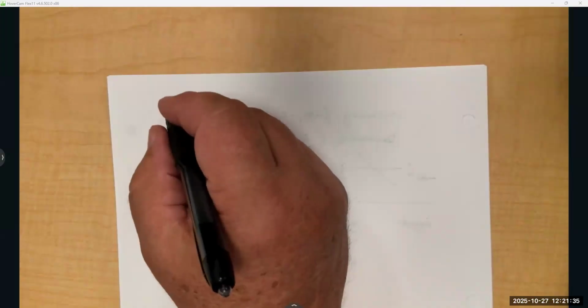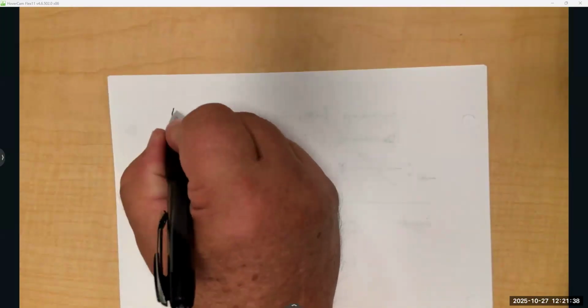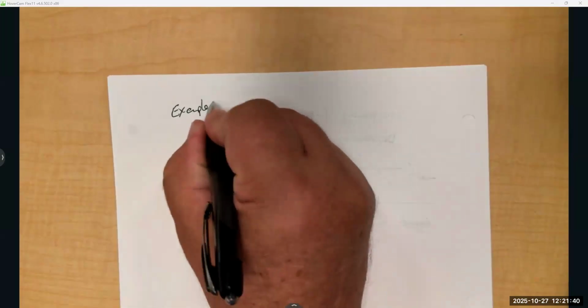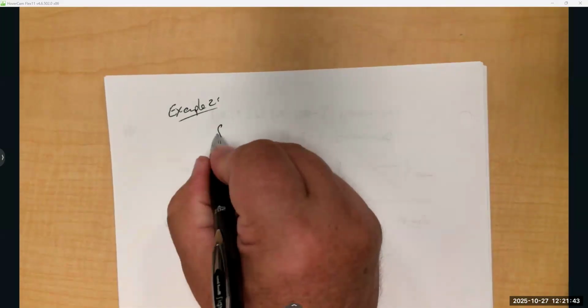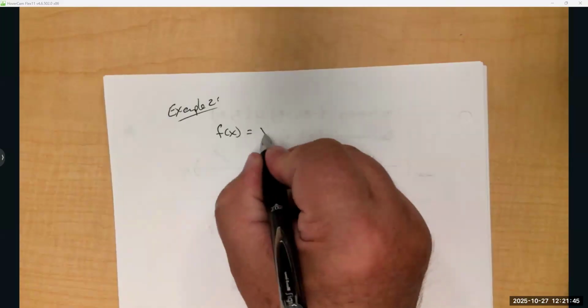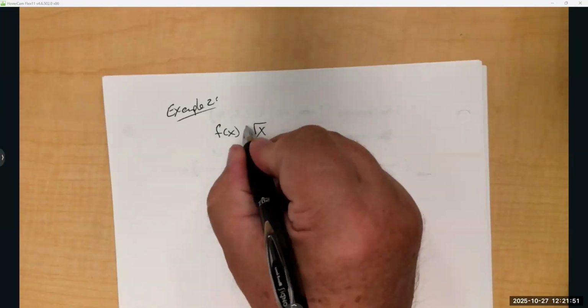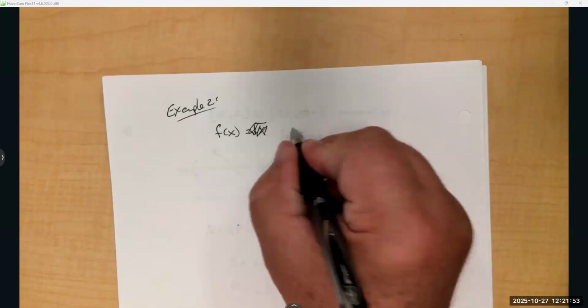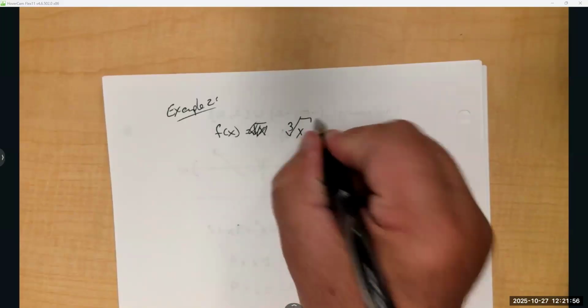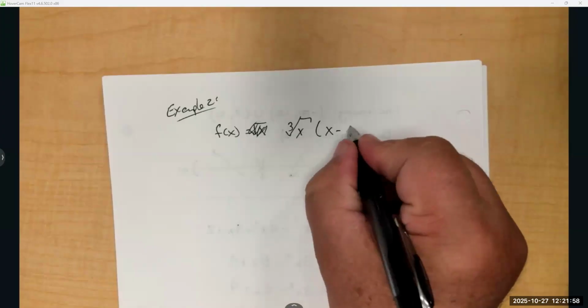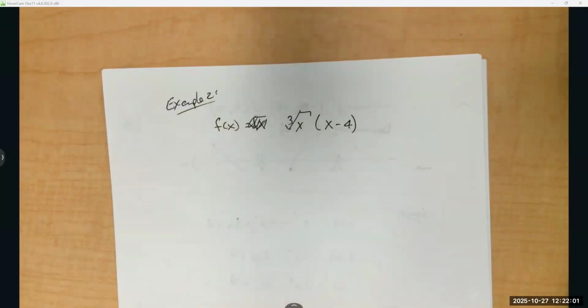So let's look at the one we had. F of x equals square root of x or cube root of x. Tell me the intervals where it's increasing or decreasing.